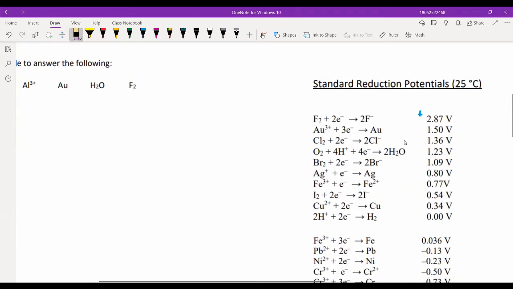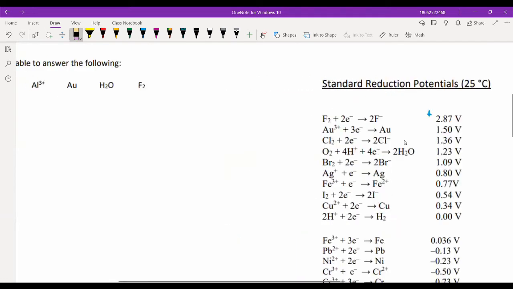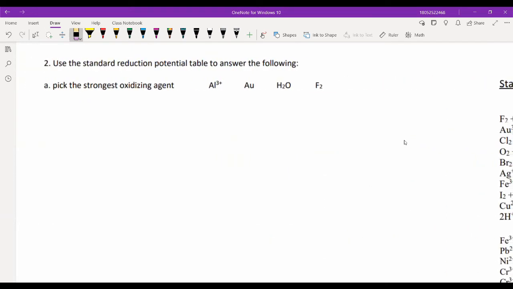So before we get to those little tricks, the strongest oxidizing agent, if we remember, is something that's really good at being reduced. So we want something that's good at being reduced, because remember, an oxidizing agent is reduced, right?